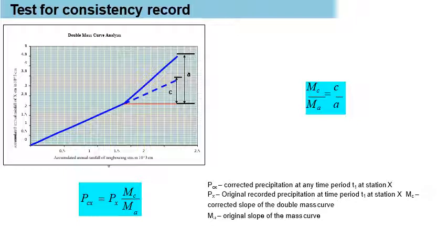The corrected rainfall data PCX is nothing but the rainfall in that period PX multiplied by the ratio of the slopes. MC is the corrected slope of the double mass curve, and the other is the original slope of the mass curve. So let us solve an example so that all this will be more clear to you.